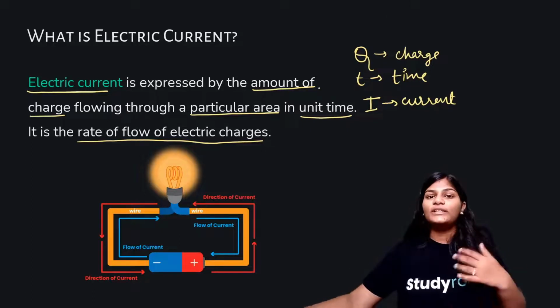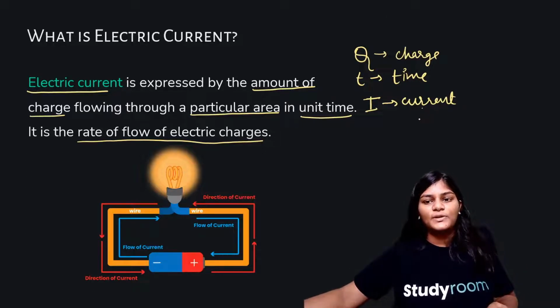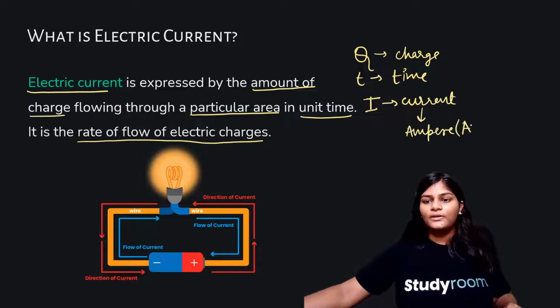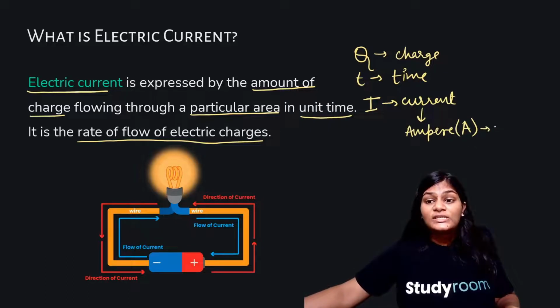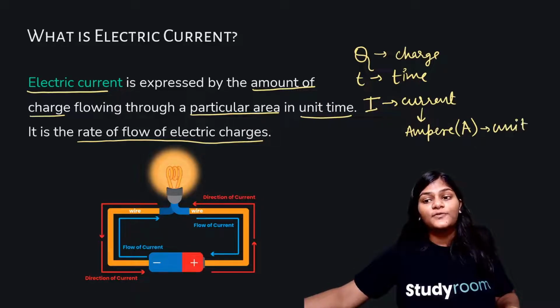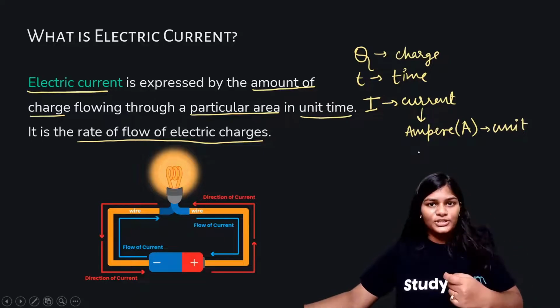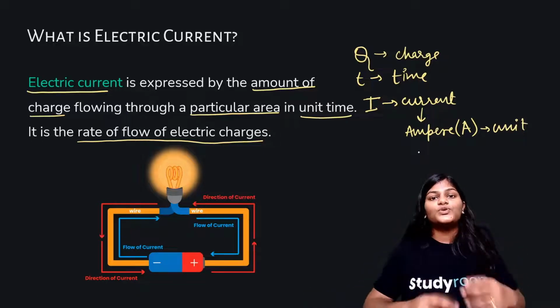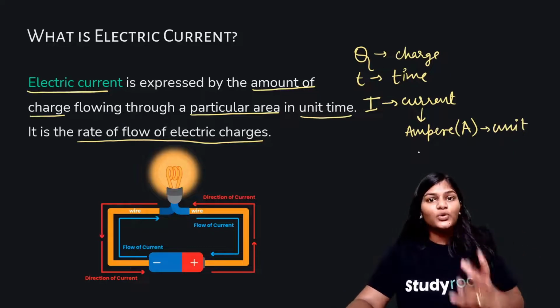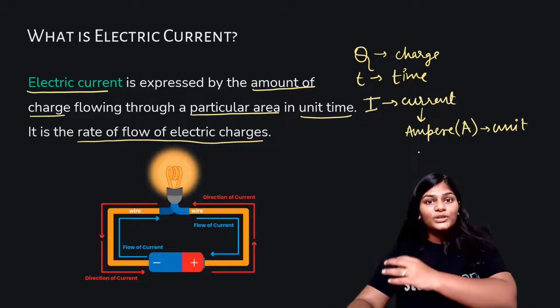Similarly, the unit that we use for charge is ampere, which is denoted by, we don't write the full word ampere, we denote it by A. So this is the unit. Don't get confused between what is the symbol and what is the unit. Symbol is what we use to denote it in an equation. Unit is what we finally put at the end of it.